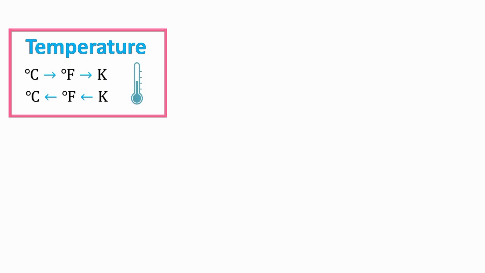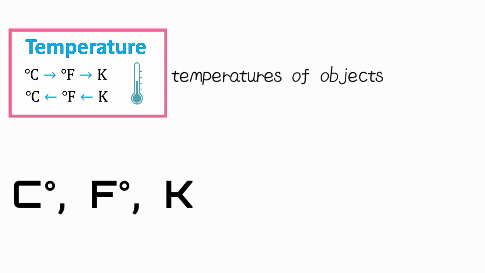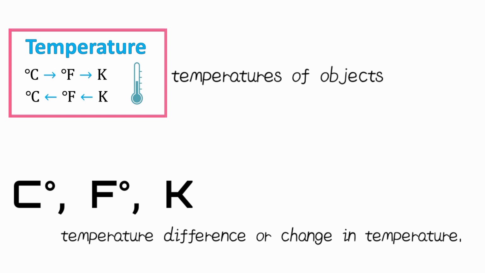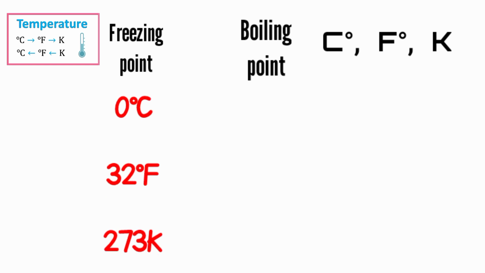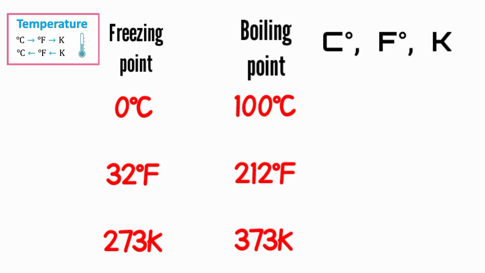The symbols degrees Celsius, degrees Fahrenheit, and Kelvin are used to report temperatures of objects, while Celsius degrees, Fahrenheit degrees, and Kelvin are used for temperature difference or change in temperature. For example, the freezing point of water in the three scales is 0 degrees Celsius, 32 degrees Fahrenheit, and 273 Kelvin, and its boiling point is 100 degrees Celsius, 212 degrees Fahrenheit, and 373 Kelvin respectively.